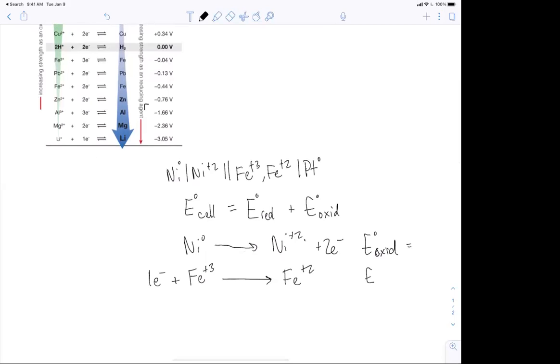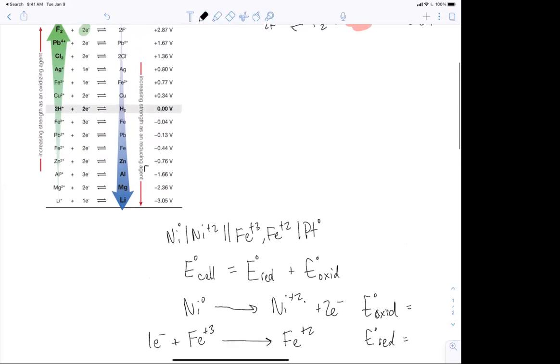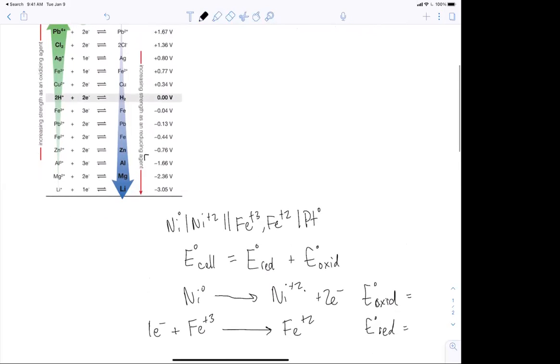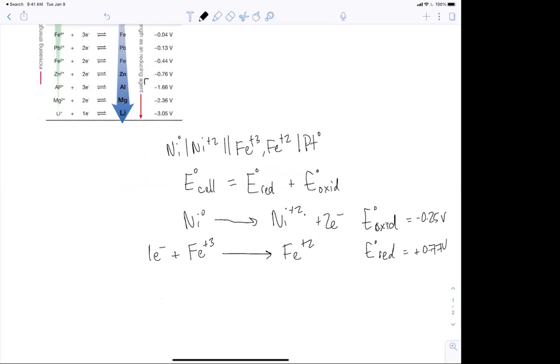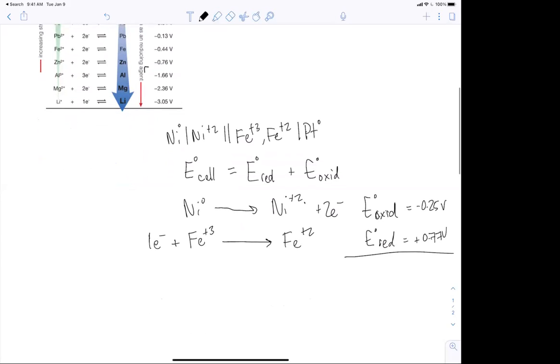And that's going to have its own voltage associated with it. Let's see. Yeah, so this oxidation has a potential associated with it of negative 0.25 volts. And then the reduction has a potential of plus 0.77 volts. And so E cell is just the addition of these.